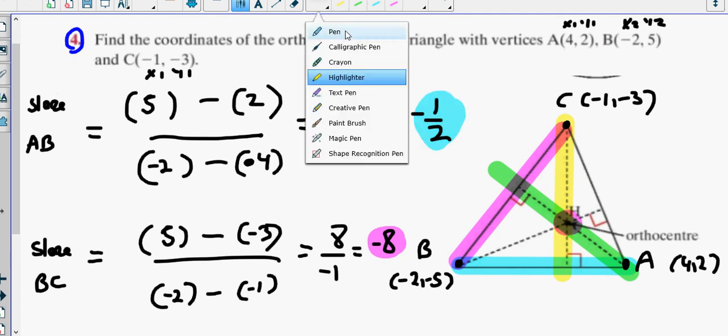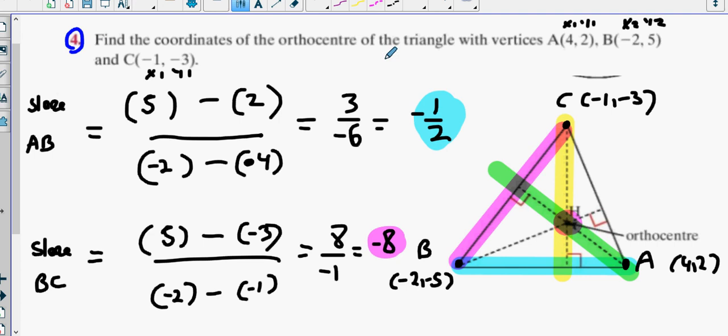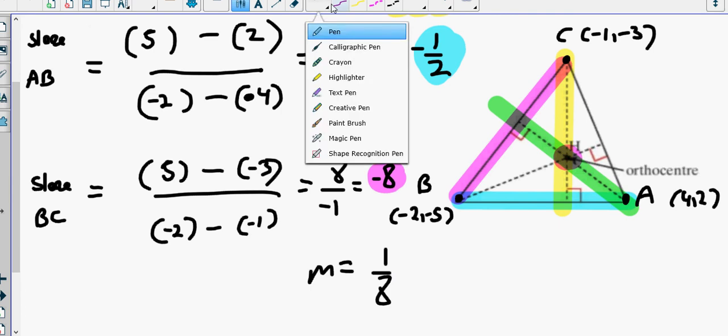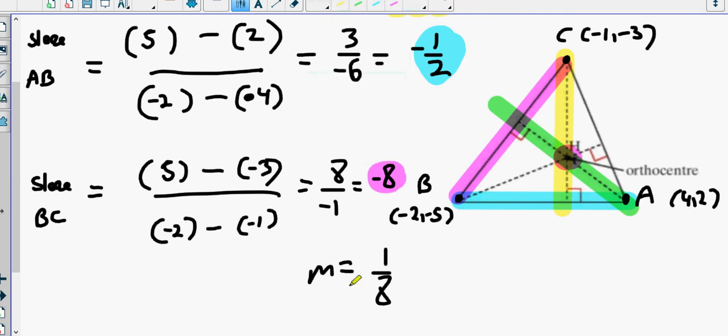This in turn will mean that the slope of the yellow line will be 2. So m value of 2 for the yellow line. And for the green, it's going to be minus 8, turn it upside down, change the sign. Anybody got it for me? 1/8. So the slope of the green line is going to be 1/8.